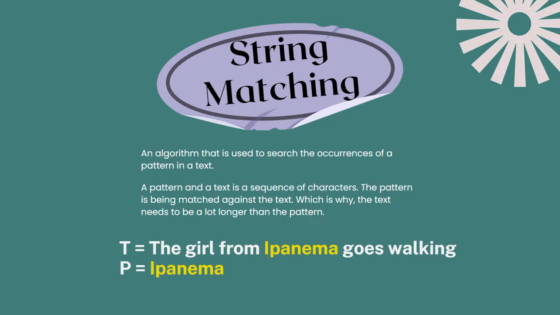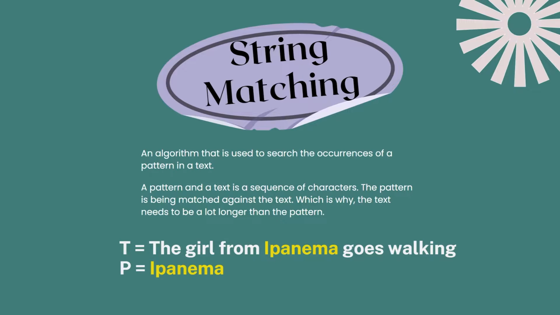Secondly, what is string matching? String matching is an algorithm that is used to search the occurrences of a pattern in the text. A pattern and a text is a sequence of characters. The pattern is being matched against the text, which is why the text needs to be a lot longer than the pattern. Here we can see an example of a text and a pattern.